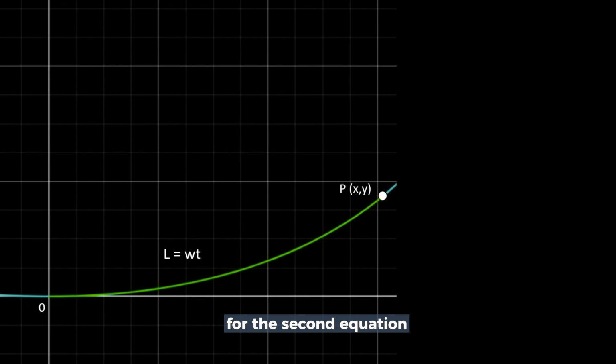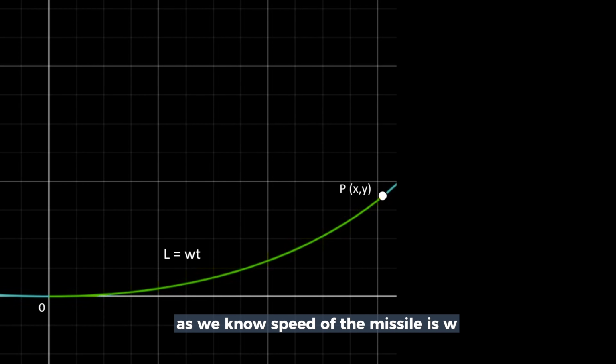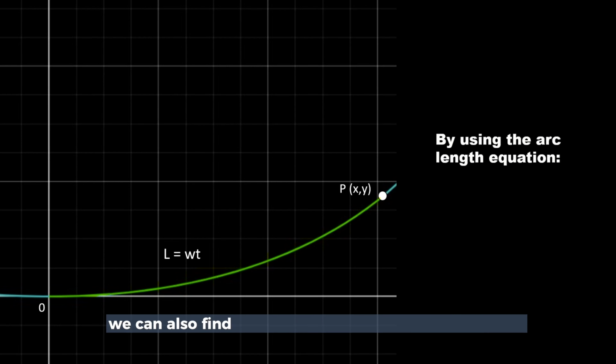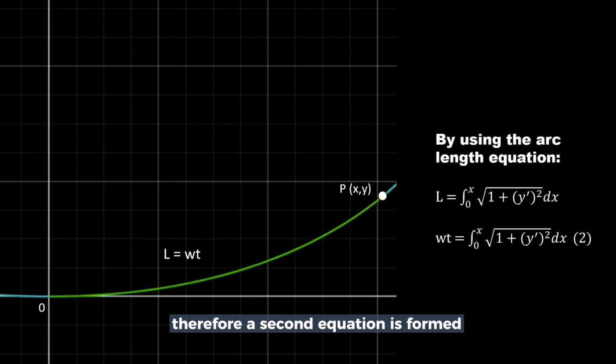For the second equation, we let L equal the distance traveled by the missile. As we know, the speed of the missile is w, so we get L equals wt. Besides, we can also find L by using the arc length equation. Therefore, a second equation is formed.